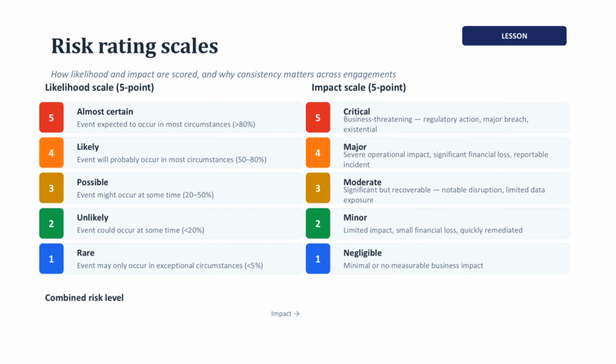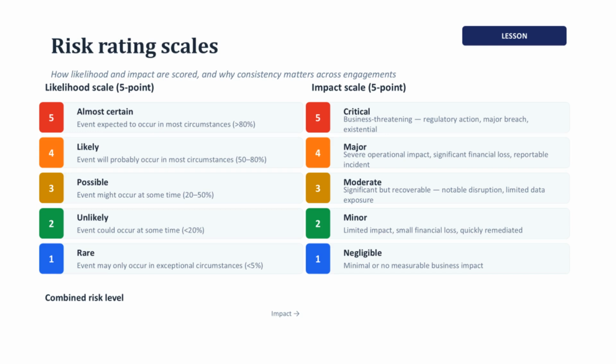So now, why do rating scales matter? A risk register with inconsistent ratings is useless. If one auditor rates likelihood 4 because it feels risky, and another rates 2 because it has never happened here, the two findings cannot be compared. Before any assessment, the scale must be defined and agreed with the client.